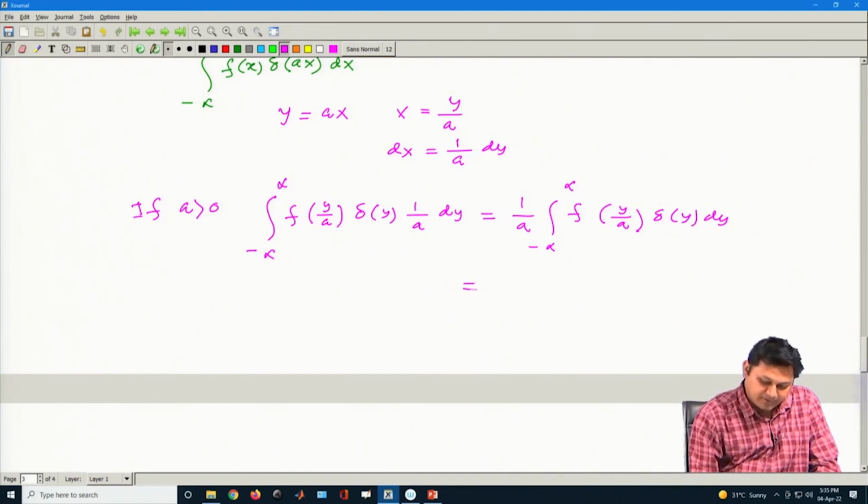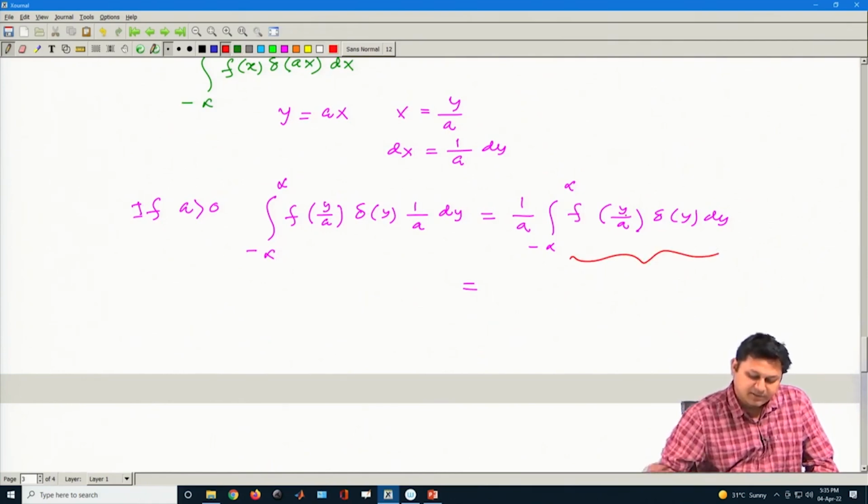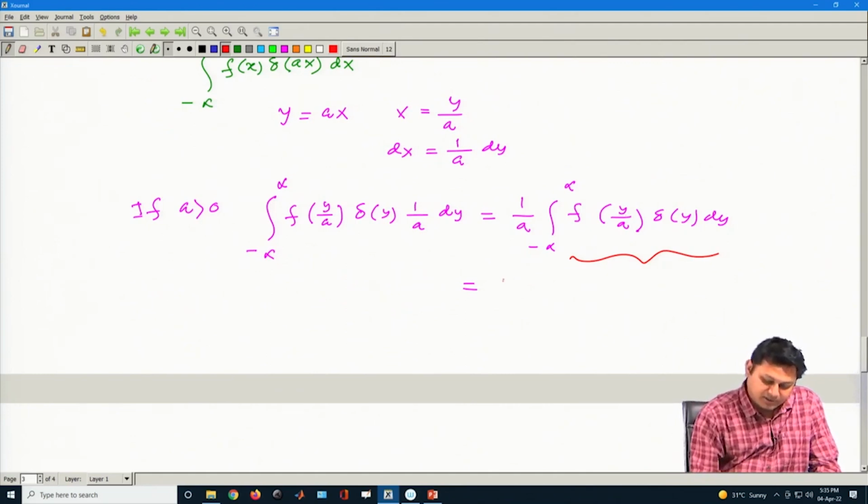Okay. So, that value I know, this condition I know, because this integral is a very famous integral. I have a delta function and a function, so it should be evaluated at the 0 point. So, eventually I will get the result like 1 by a and then f of 0. This is my equation 1.